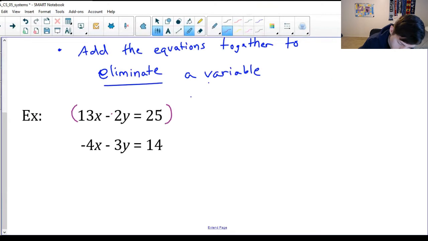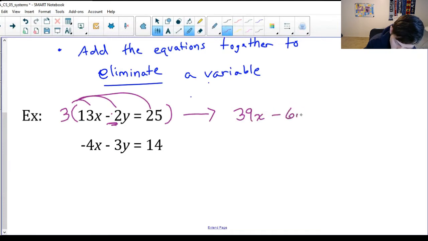So again, my goal is to get 6 and negative 6 for my coefficients of y. So right now I have negative 2. So I'm going to go ahead and multiply this entire equation by 3. I'm just distributing this everywhere. 3 times 13x, 39x. 3 times negative 2y, negative 6y. 3 times 25, 75.